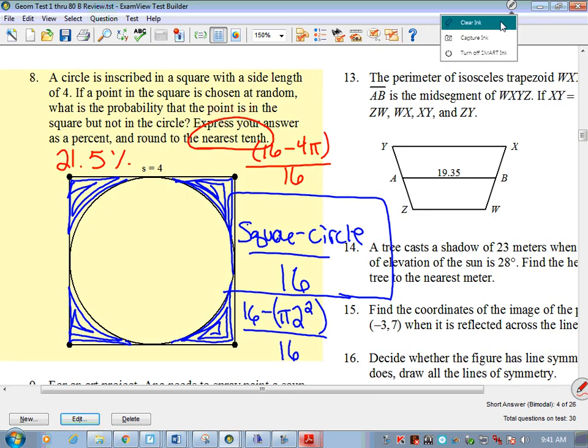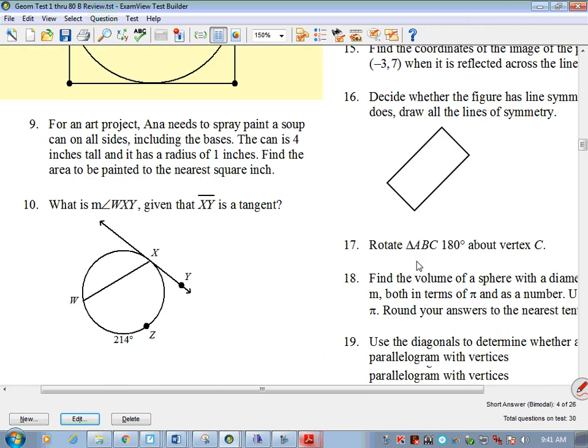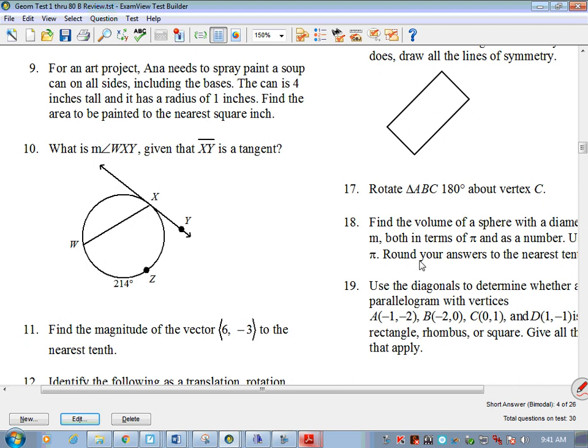Let's click out of that. Let's come down to number 9. We'll cover what we can today. All right, for an art project, Anna needs to spray paint a soup can on all sides, including the bases. The can is 4 inches tall, has a radius of 1 inch. Find the area to be painted to the nearest square inch.